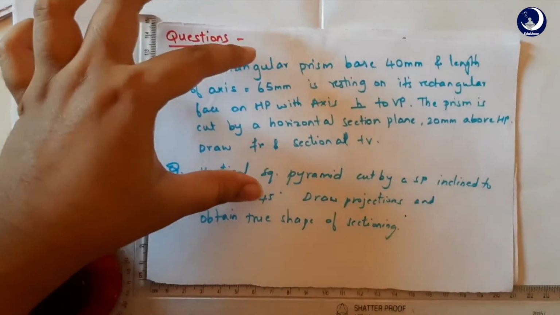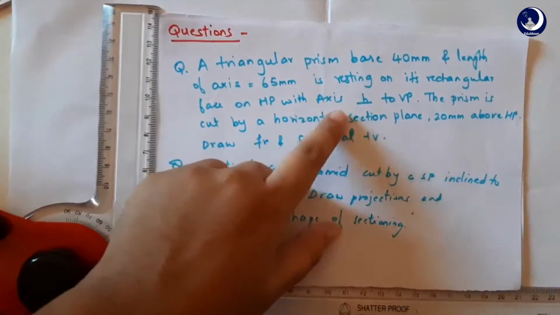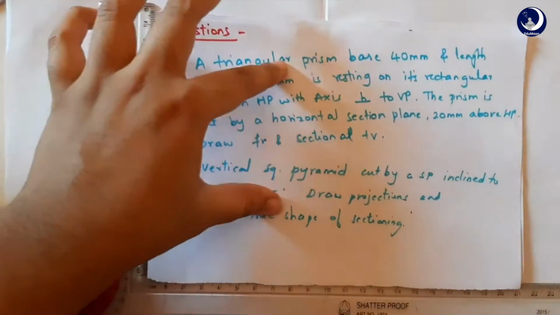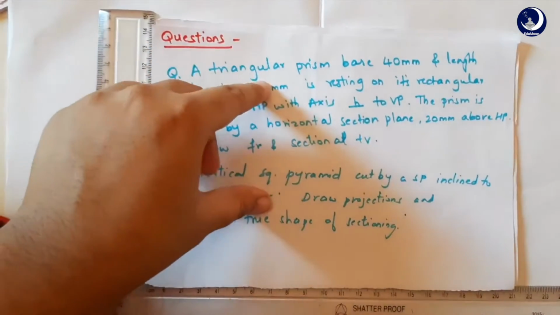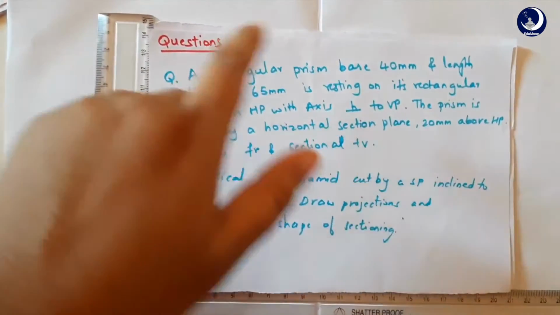So let us imagine the solid to be like this with its axis perpendicular to VP. Yeah, so this position is correct because in this position this is VP, so the axis is perpendicular to VP.